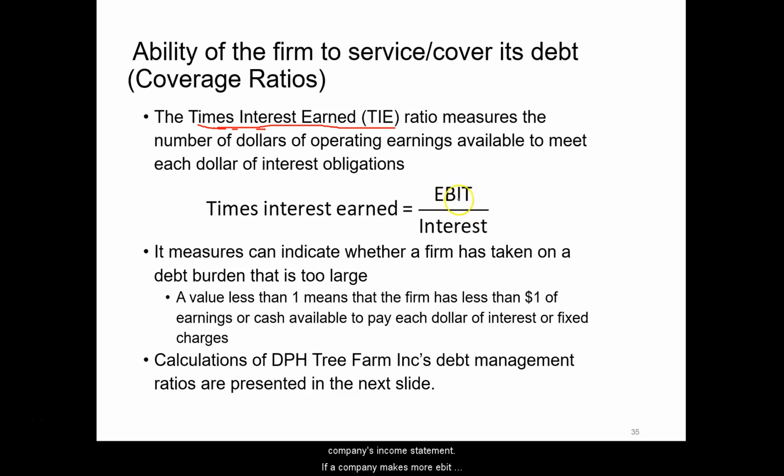If a company makes more EBIT than its interest obligations, the company apparently can make a profit. If EBIT is actually lower than interest expense, you can conclude that the company simply doesn't make enough profit to cover its interest expense. So this is a ratio that indicates whether a company has taken too much debt. We'll take a look at the next slide to see how the company's debt management ratios are calculated.